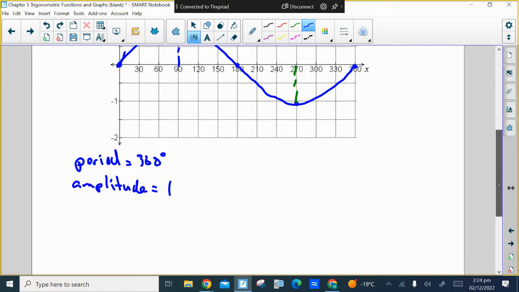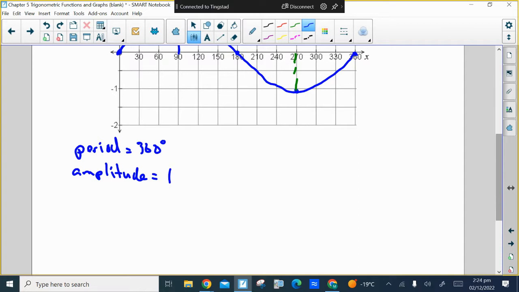Okay, the next thing we'll talk about is, again, those critical points. The critical points are where it's either in the middle, at a maximum, or a minimum. And they are every 90 degrees here. So we can say they're at every 90n degrees, where n is an element of integers.